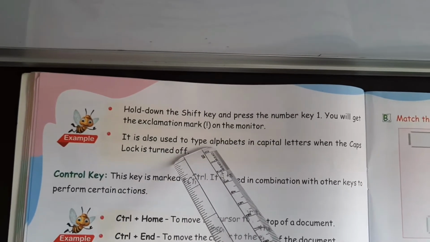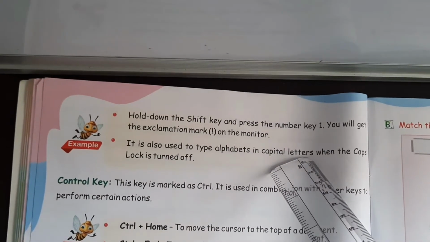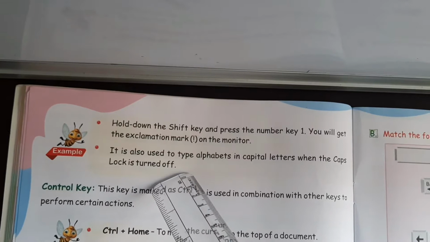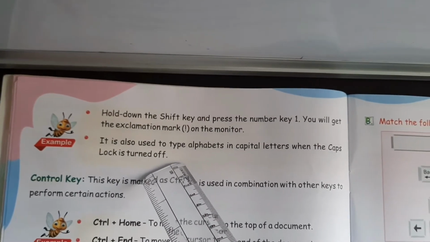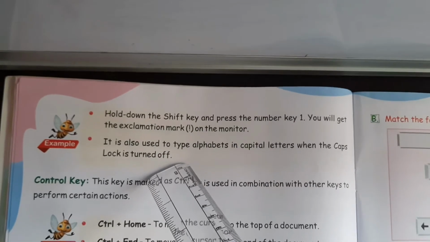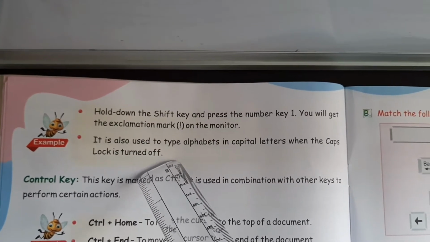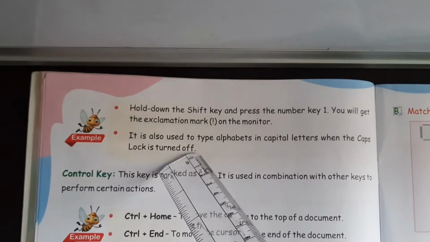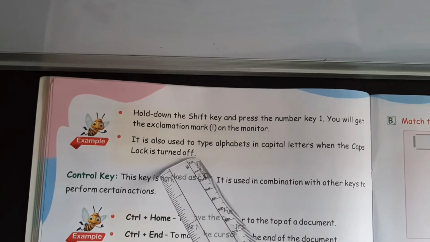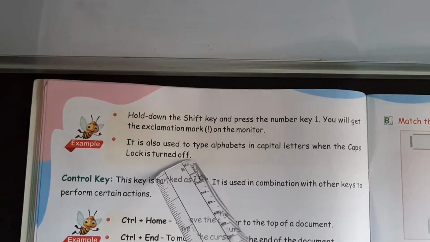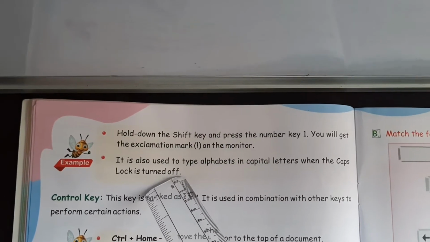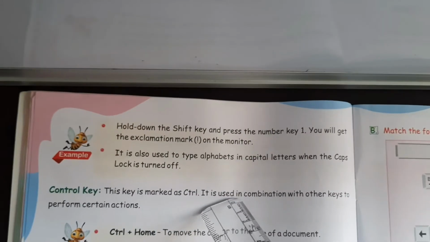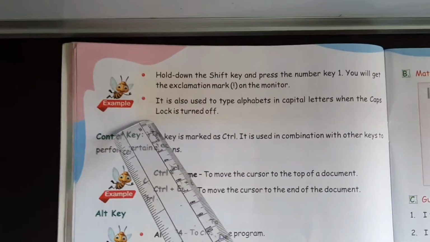It is also used to type alphabets in capital letters when the caps lock is turned off. If the caps lock is turned off and still you want to write in capital, you can do it with the Shift key. You press the Shift key, keep it pressed and type any letter, it will come in capital. So this is the function of a Shift key. So we use the Shift key in combination with the other keys to type in capital letters or to type the symbols which are present on the upper part of a key, right? So Shift key is one of those combination keys.